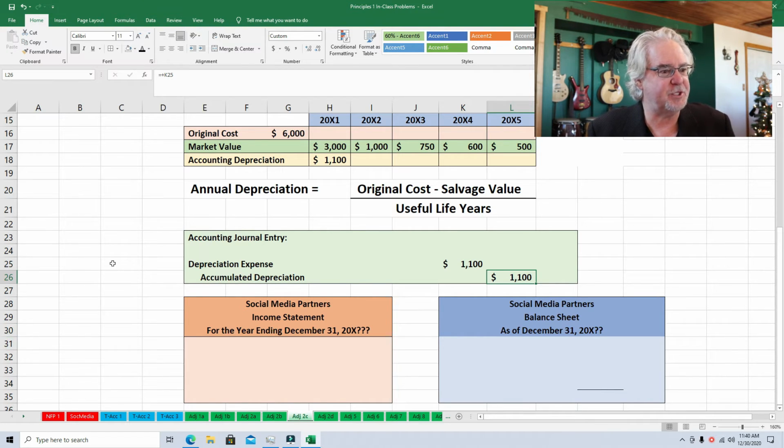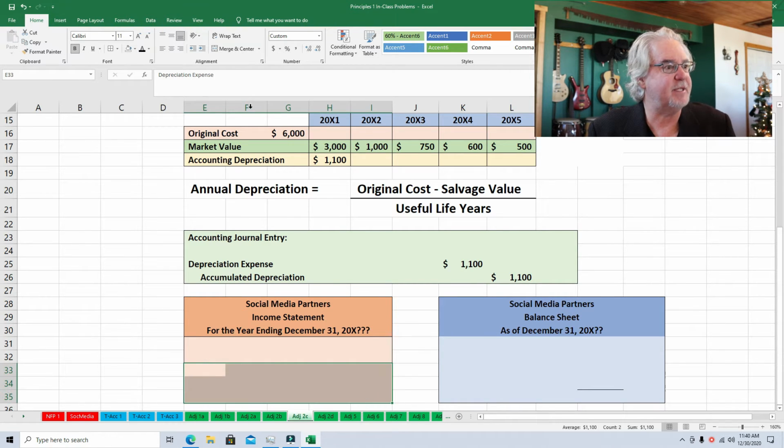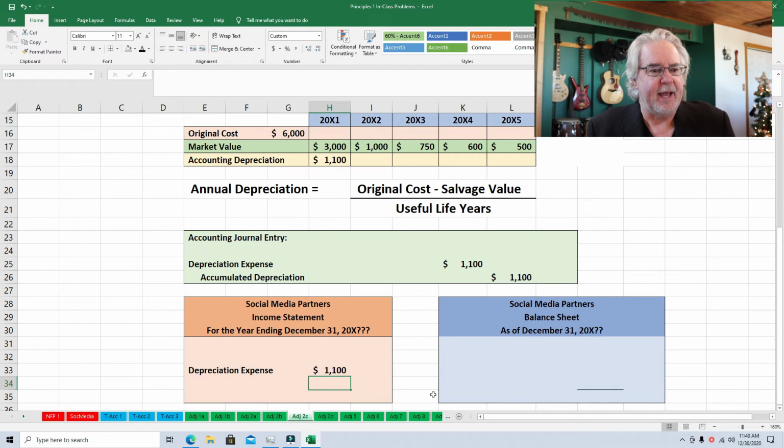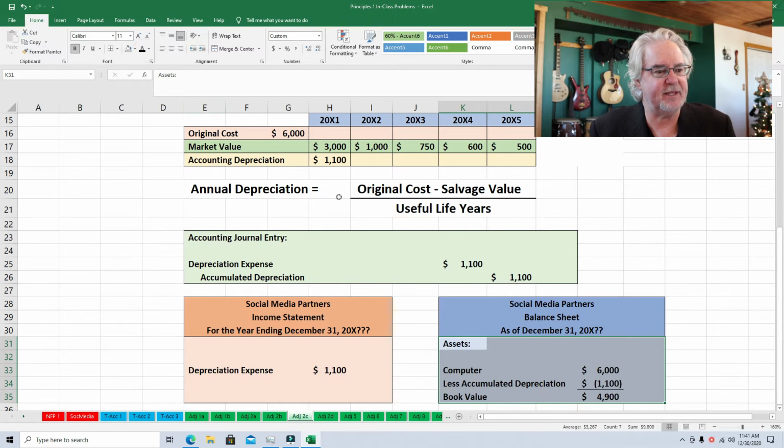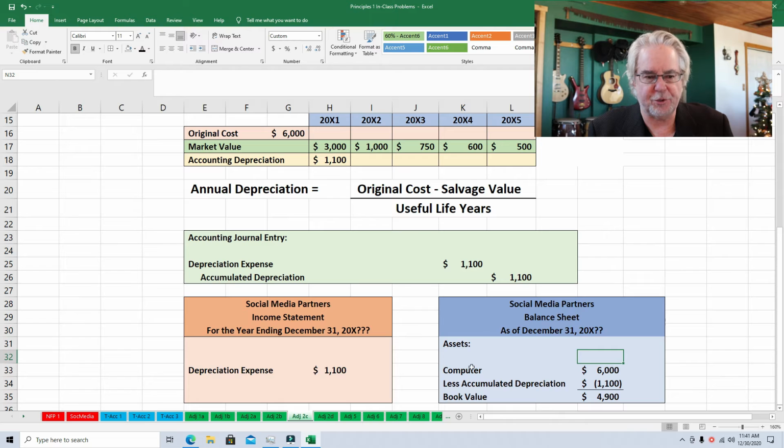All right, so depreciation expense is going to go down here to the income statement, and it'll show up on there. And over on the balance sheet, under the assets, we'll have something like this. We'll have computer, the original cost, $6,000. And you might say, where'd you get that? Well, the original cost was $6,000. Less accumulated depreciation. Now, this is the very first year.